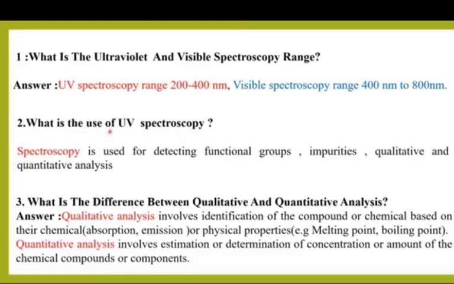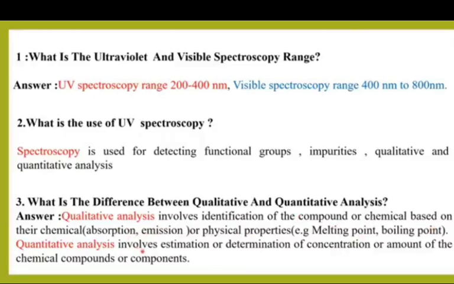So the next question is, what is the use of UV spectroscopy? Friends, spectroscopy is used for detecting functional groups, impurities, and for qualitative as well as quantitative analysis. Coming to the next question, the difference between qualitative and quantitative analysis. Qualitative analysis involves the identification of a compound or chemical based on chemical properties like absorption or emission, or physical properties like melting point and boiling point.